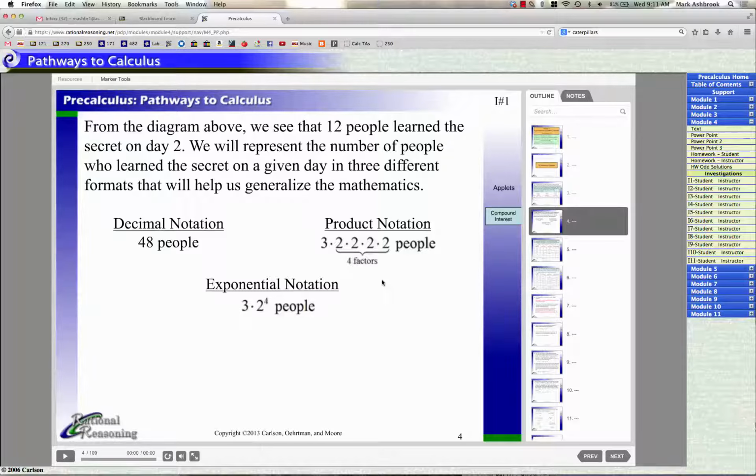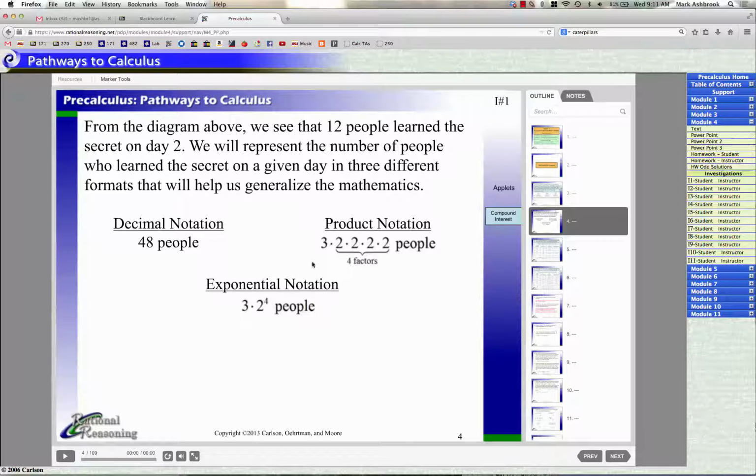Okay, so we're talking about the number of people who know this secret, and there's 3 ways to show the value of this number. What we call decimal notation, which is just the value. So 48 people, that's called decimal notation. Product notation shows this string of numbers multiplied together. That also shows how many people have learned the rumor. And then exponential notation. So we're going to focus on the product notation right here.